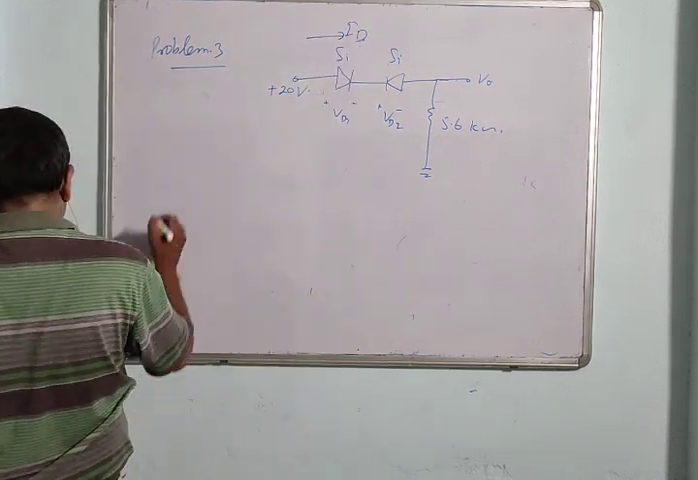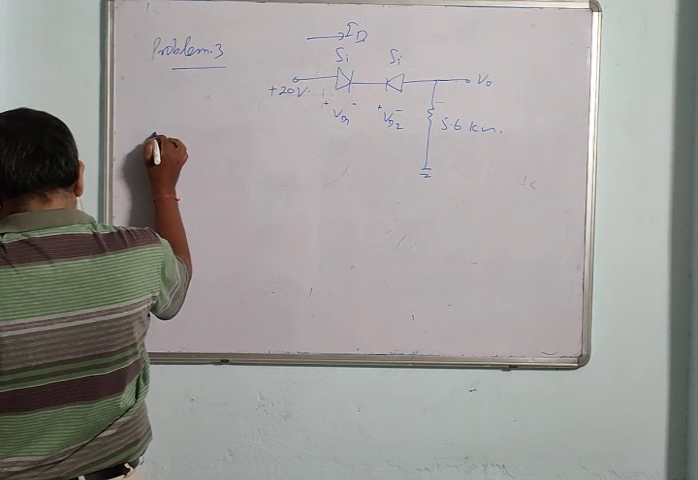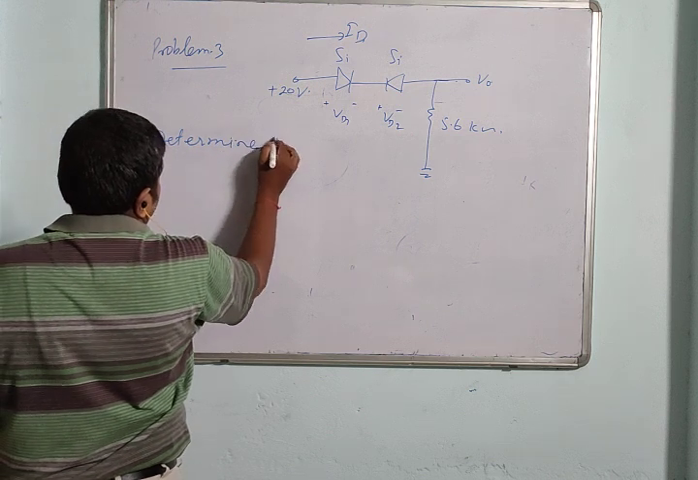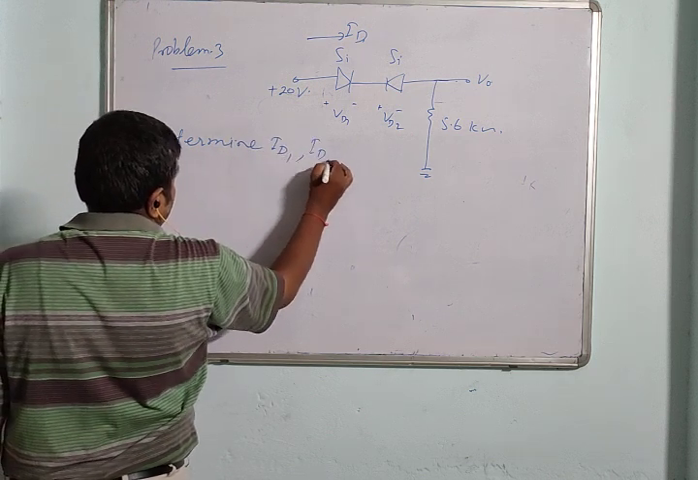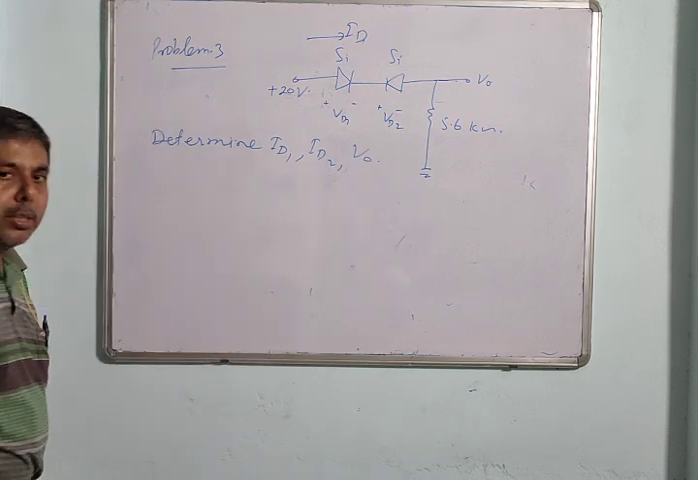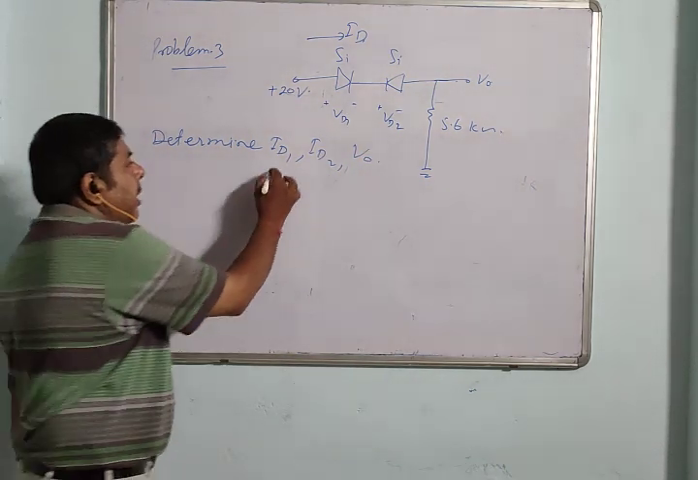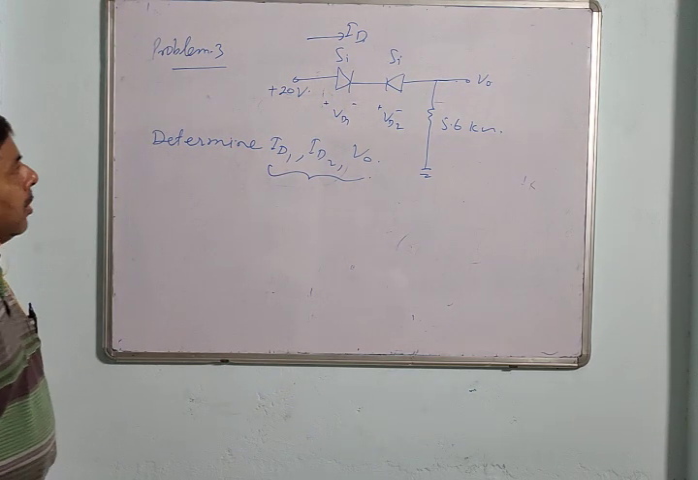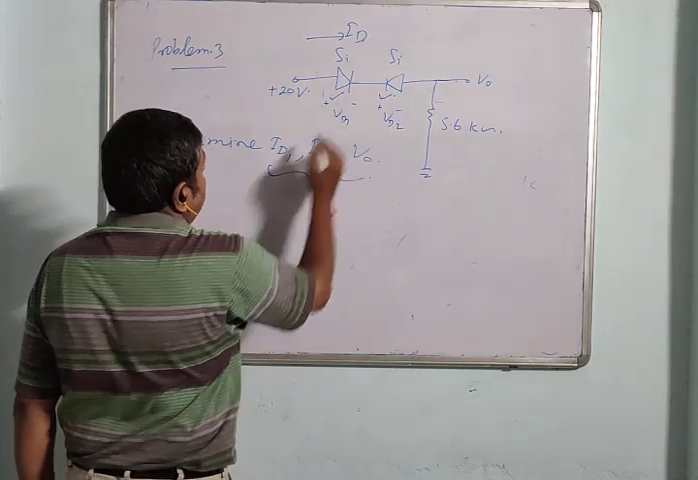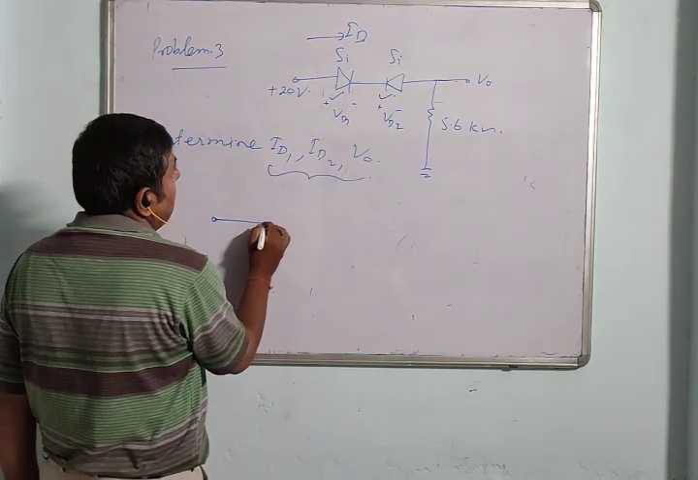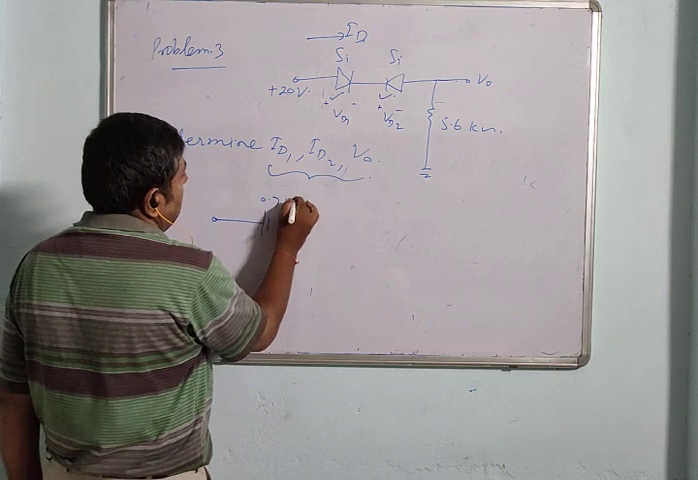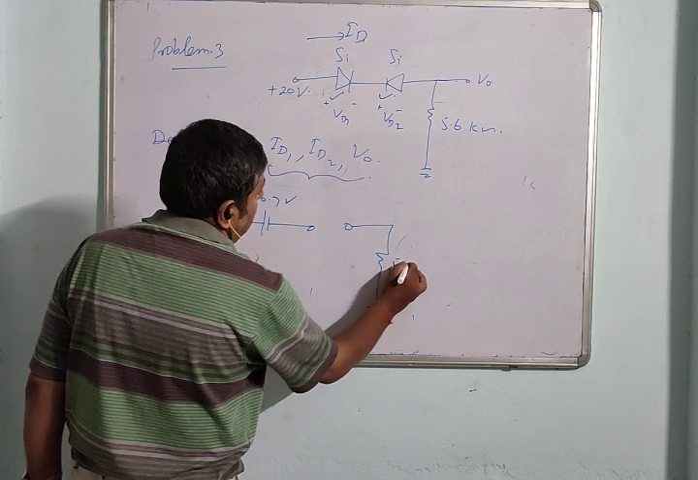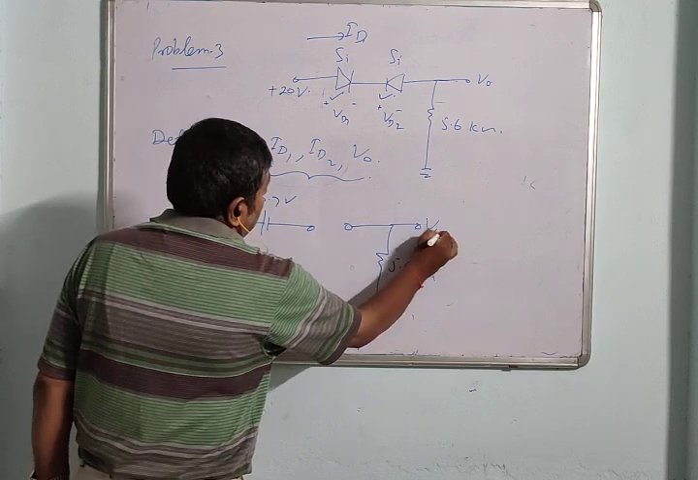You have to find out currents and voltage. Determine ID1, ID2 and V0. This is the statement. You have to calculate these three values. So first check which one is on, which one is off. So this is forward bias, this is reverse bias. You can replace this by a simple battery of 0.7 volt, and this is the open circuit. This is the resistance of 5.6 kilo ohm.